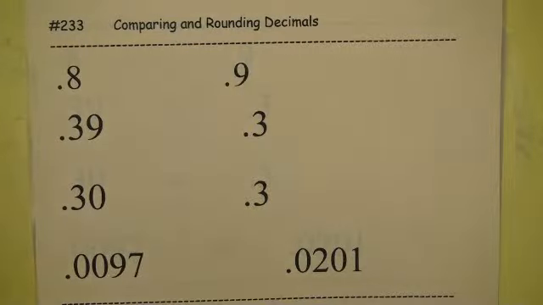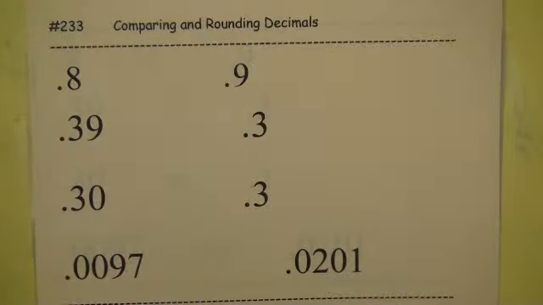Video number 233, comparing and rounding decimals. We have 8/10 versus 9/10. That's pretty obvious there. Obviously, 9/10 is larger.